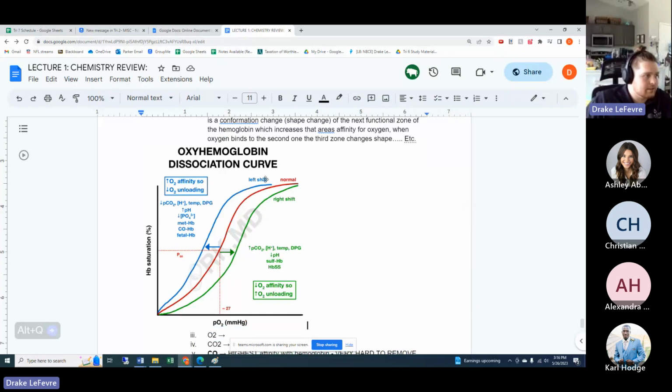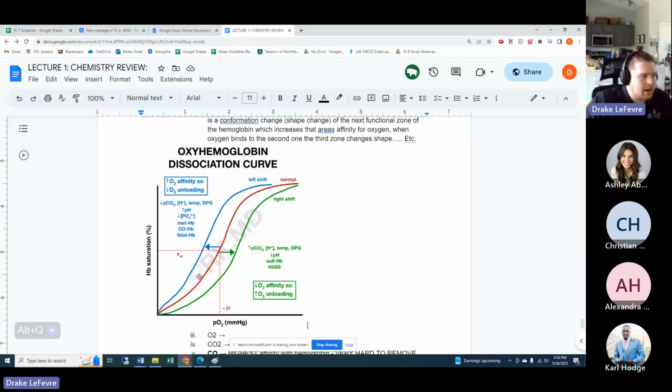Don't worry too much about the shifting, but pay attention to this red line right here. This is talking about our hemoglobin saturation. At the beginning, as hemoglobin starts to bind, we get a higher affinity, and then as it gets completely full, we get a lower affinity. As it approaches 100%, it gets less affinity because it's 100% bound. So this is the curve that it's referring to.